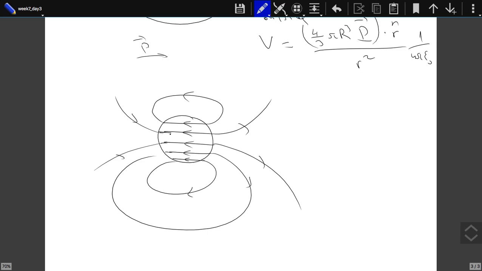Is it wrong? Why? Remember, the electric field lines just start from positive charges and end at negative charges. They don't form closed loops. So this side is positively charged, this side is negatively charged.